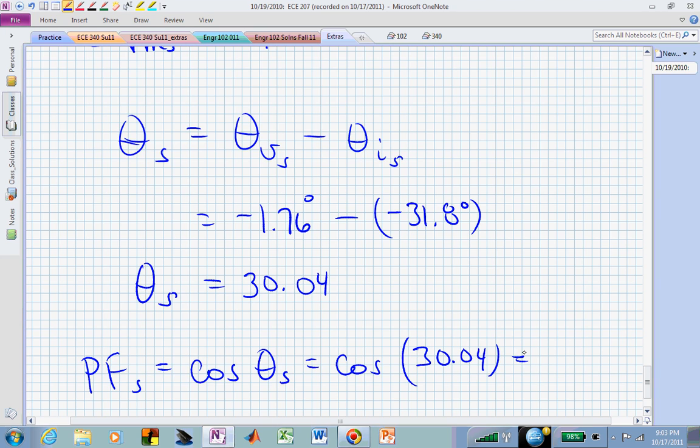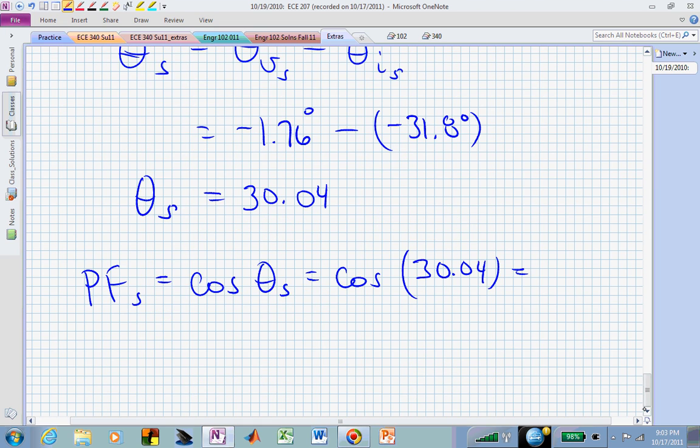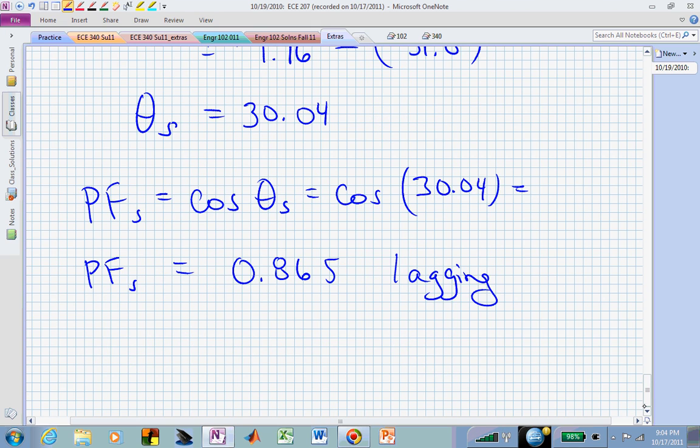Or if we now take the cosine of 30.4 degrees, we end up with a power factor of, and this angle is positive, and so that gives us then a lagging power factor, but we now have 0.86, let's say 5, and that's a lagging power factor. And that now completes the design that we had been asked for in that particular problem.